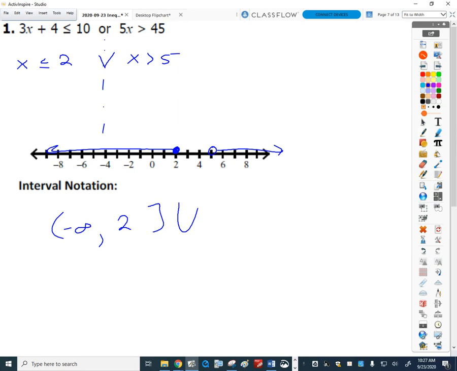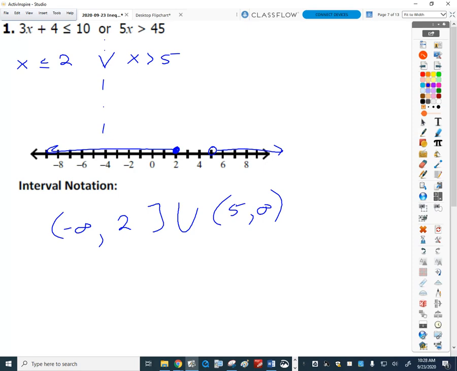The union of that with the interval where x is greater than 5. So we'll have parentheses, 5 comma infinity, right? Make sense?